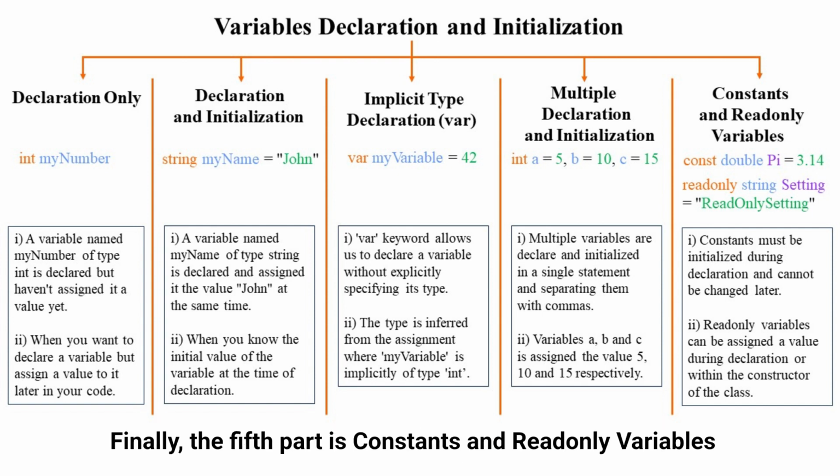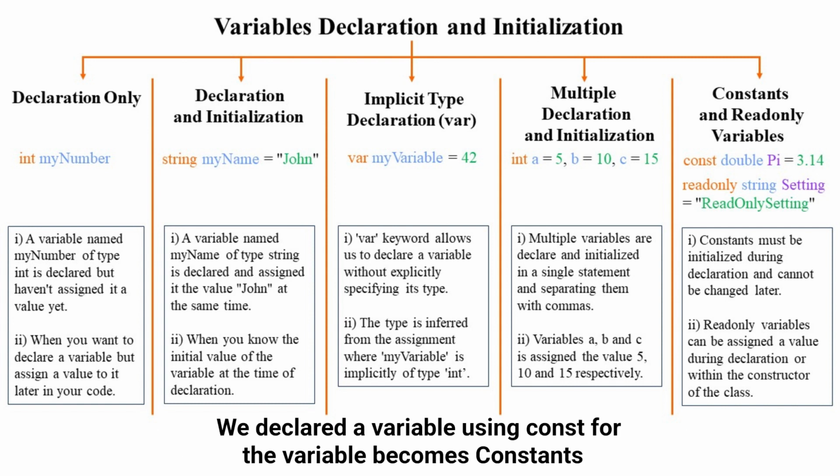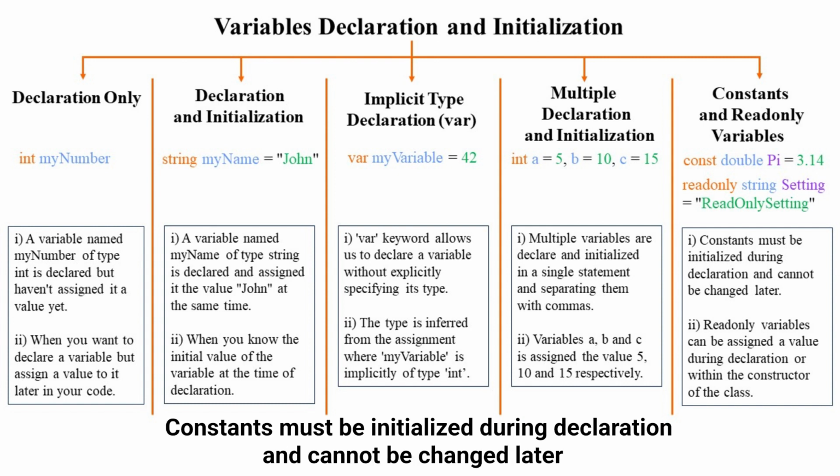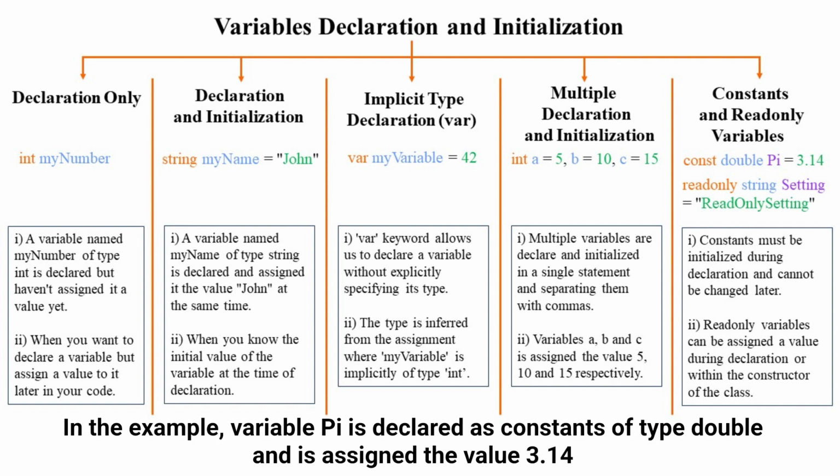Finally, the fifth part is constants and read-only variables. We declare a variable using const for the variable to become a constant. Constants must be initialized during declaration and cannot be changed later. In the example, variable pi is declared as a constant of type double and is assigned the value 3.14.